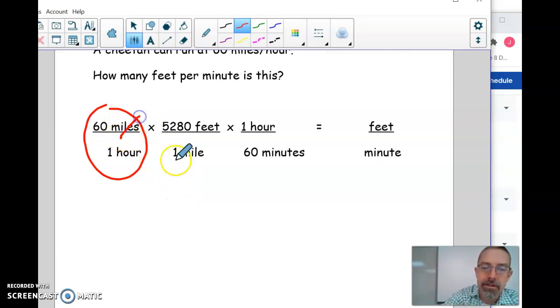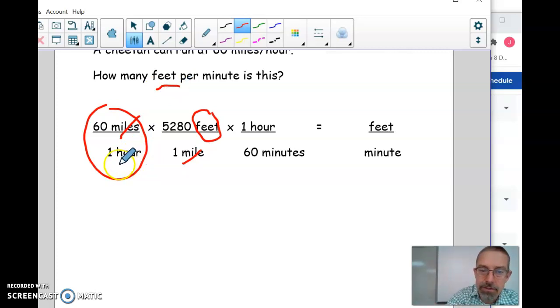So I'm going to put miles and feet on the opposite side of the fraction sign. And there's 5,280 feet in a mile. That's great. So now I've gotten miles taken care of, and I've gotten to feet, which is what I want, feet per minute. Now I've got to convert hours to minutes.